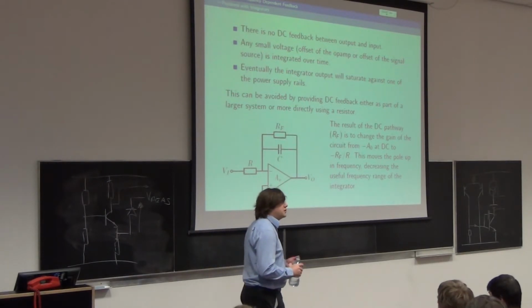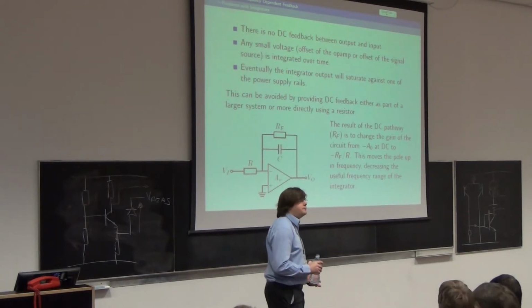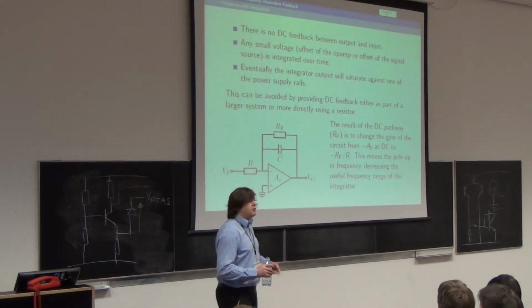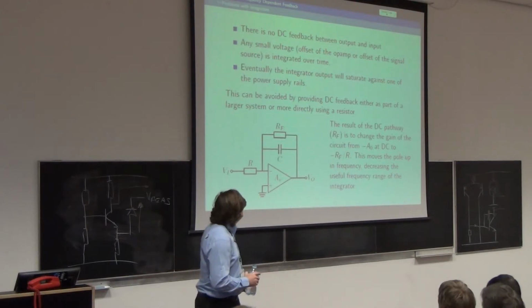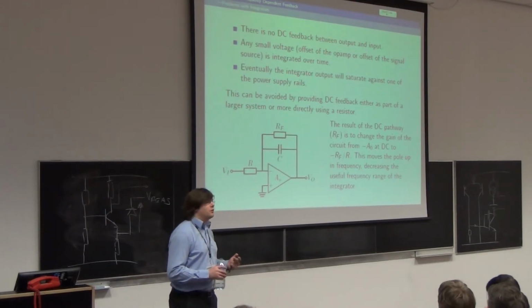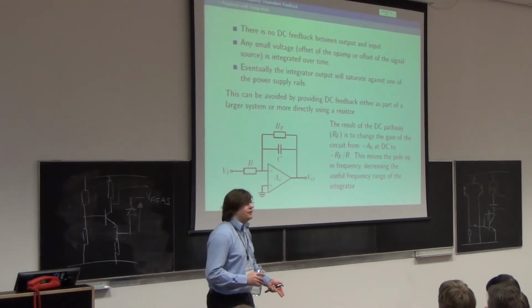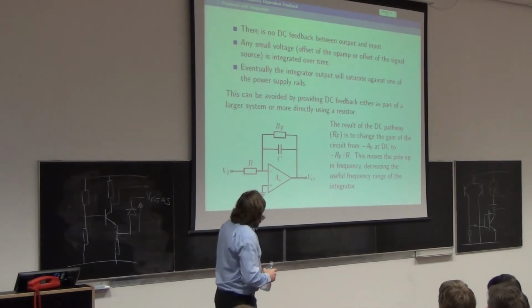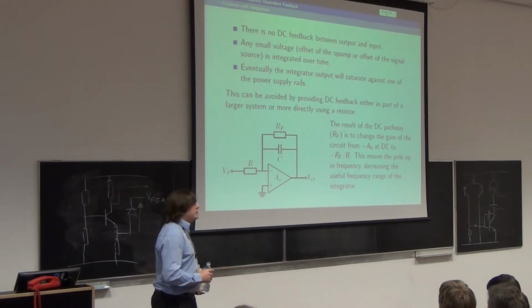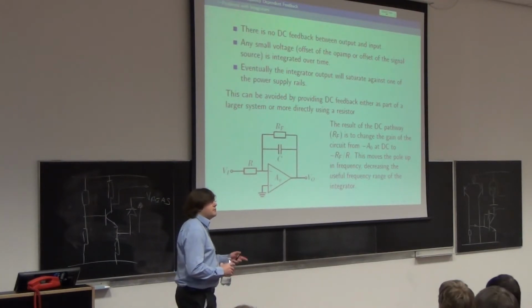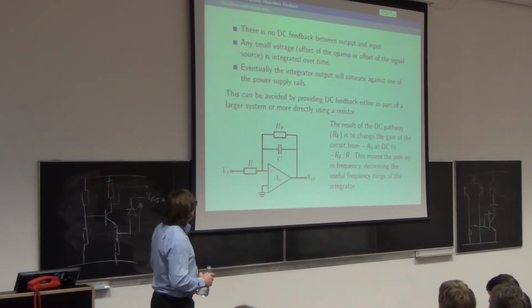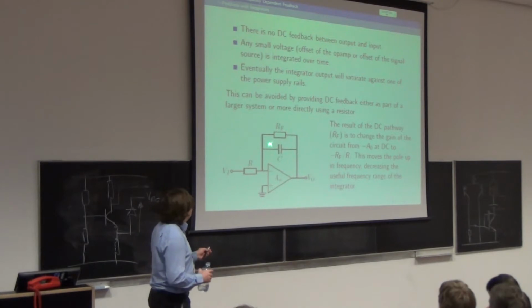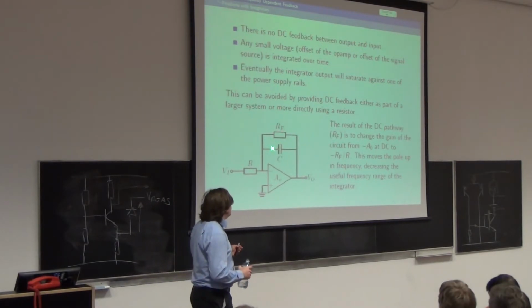the output voltage will saturate against the power supply. That's to say it'll get up to plus 15, or plus 5, or whatever, or down to minus 15, or whatever it happens to be. And after that, you won't have a voltage that's proportional to the integral of the input voltage. You'll have 15, or 5, or whatever. So we would like some mechanism to allow these offsets to pass, essentially, without ending up in our integration. So you have to put some gain in, or a feedback resistance, a DC pathway.